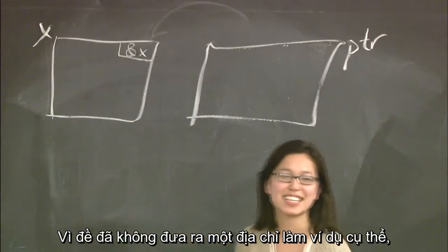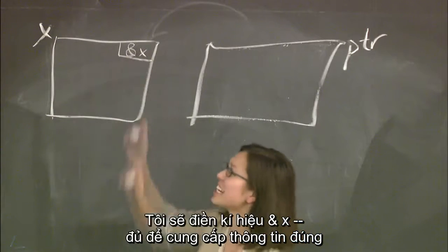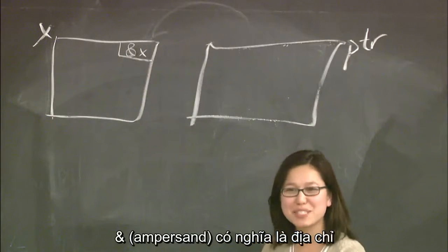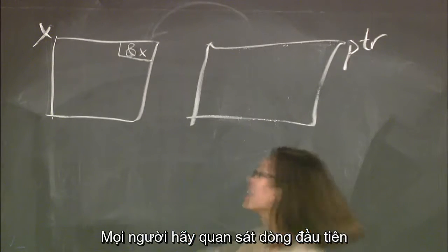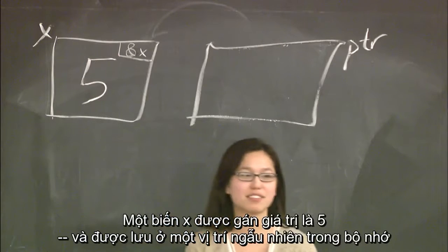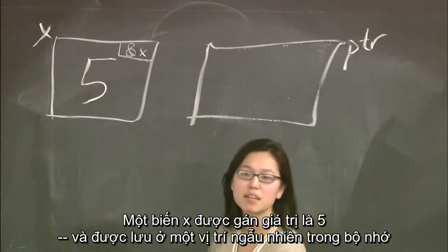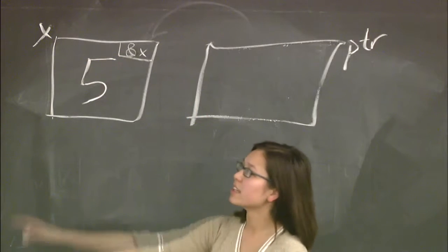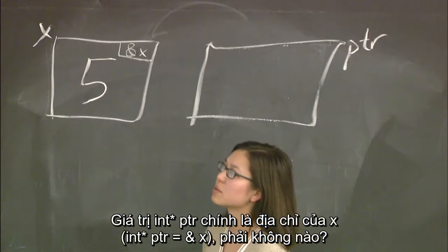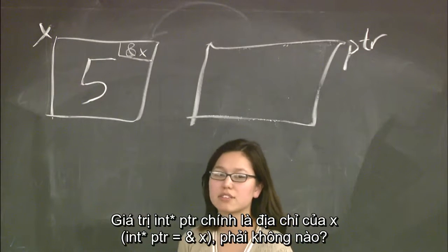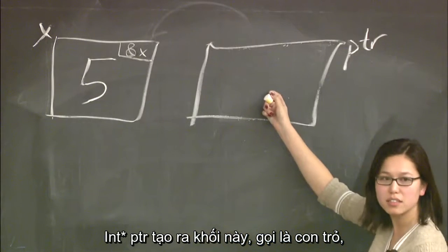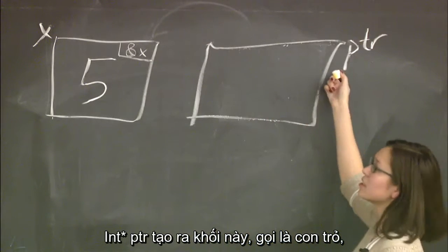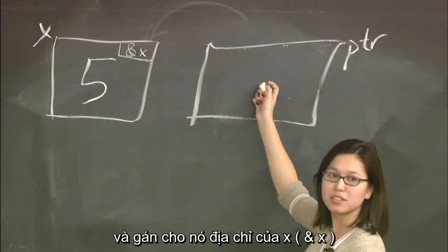Since they didn't give us an example address, I'm just going to do ampersand x, which should help drive it home. Ampersand means address. Okay, so in the first one, everyone good with the first line? Some x that's 5, right? Some random slot in memory. Okay, int star pointer is equal to the address of x, right? Int star pointer creates this block, right? Calls it pointer, and it assigns it to the address of x.